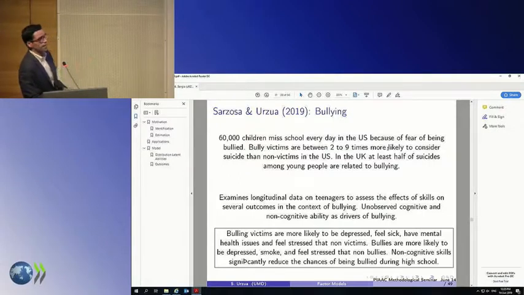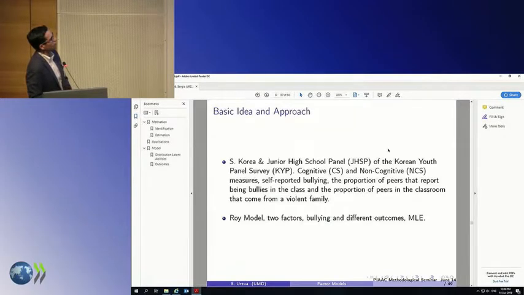So what do we find? Well, first of all, bullying affects your chances of reporting depression, feeling sick, mental health issues, stress, and so on. But non-cognitive skills reduce the chance of being bullied during high school. So there you have a chance of a policy intervention, right? Maybe if you can improve non-cognitive skills, you can, in principle, help these kids to deal with this social behavior. So let me show you what we do.